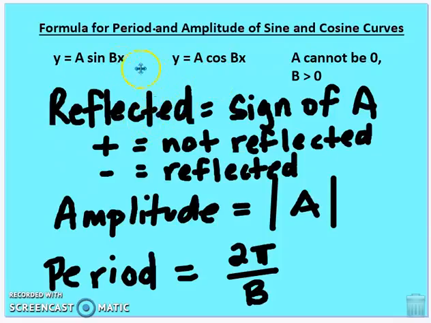So a couple things that you need to know about A and B. The first is that the amplitude is going to be the absolute value of A. The sign, S-I-G-N, in front of A will tell you whether or not the graph is reflected relative to the parent function, which is A sine Bx. And then you can find the period. The period is going to be 2 pi over B, where B is this value here before x. So A gives the amplitude, the sign of A tells you whether or not the graph is reflected relative to the parent function, and then the period is going to be 2 pi over B.